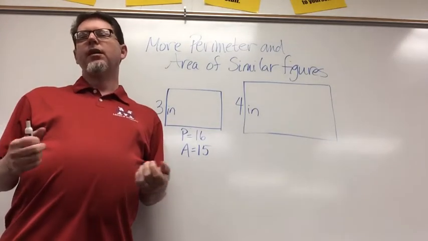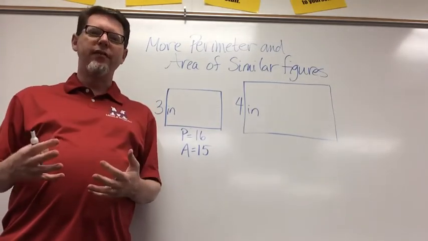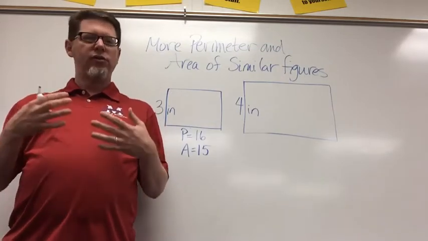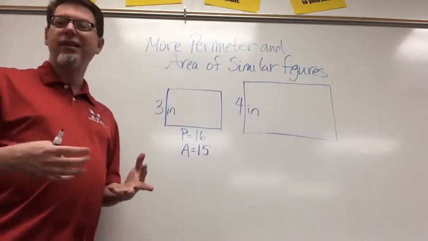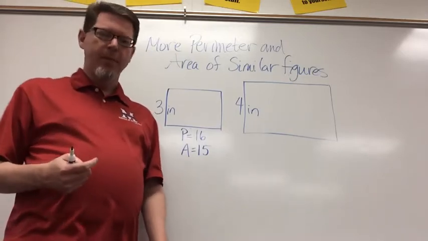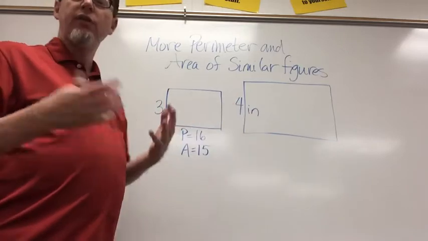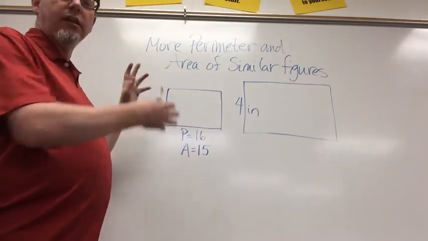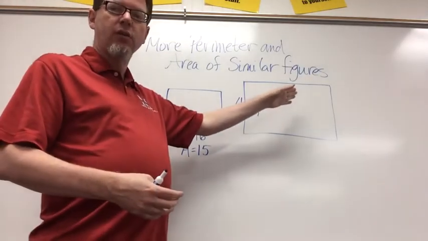Hello, math students. I know there was still a little bit of confusion about perimeter and area of similar figures. So I'm going to try to do a couple of different things to see if this can help solidify what the problems might be. So we have two rectangles here, and we know they're similar rectangles. The one on the left is always the old, and the one on the right is always new.